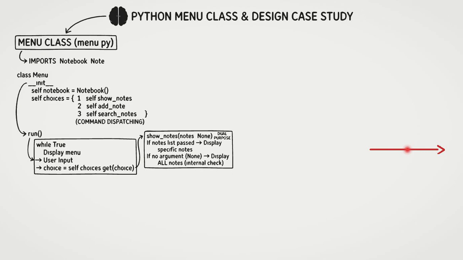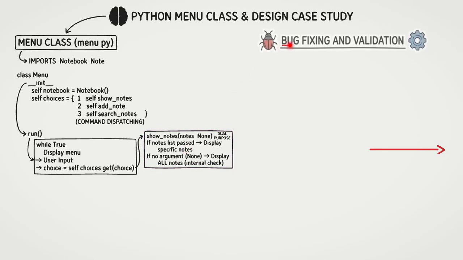Some of these methods are highly versatile. For instance, the show notes method has a dual purpose. By setting notes equal to None as a default parameter, we can call it without any arguments to show all the notes in our notebook. Or we can pass it a specific list of notes, say the results from a search query, and it will only display those specific ones.